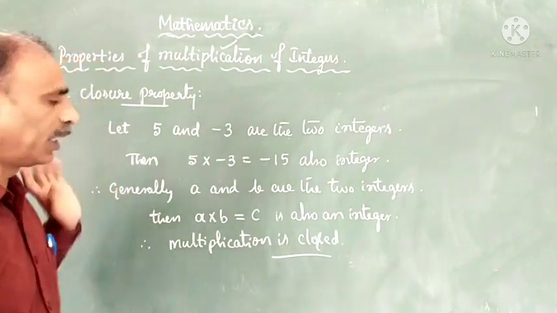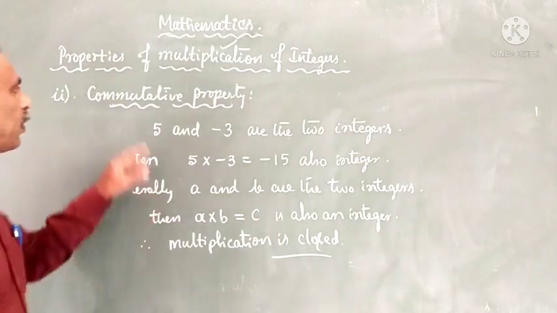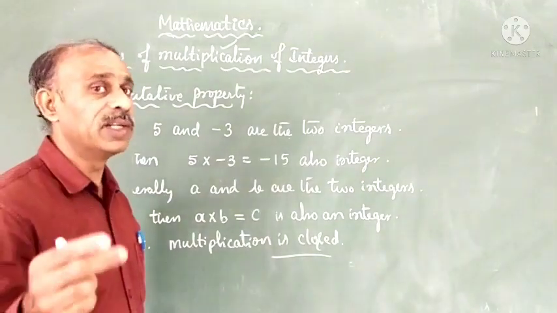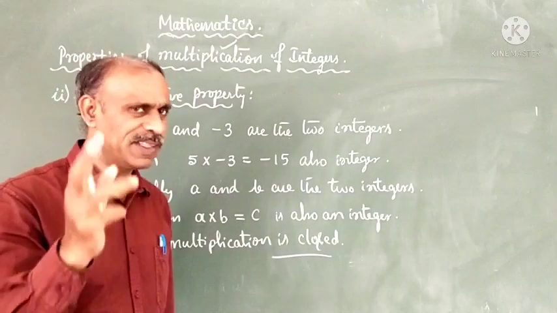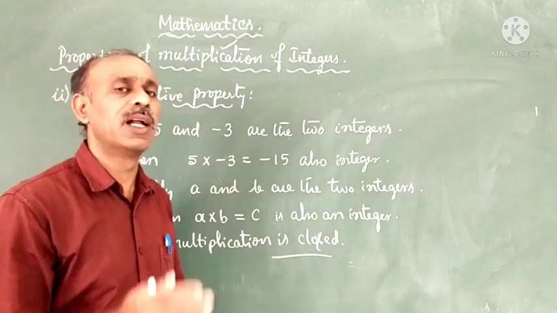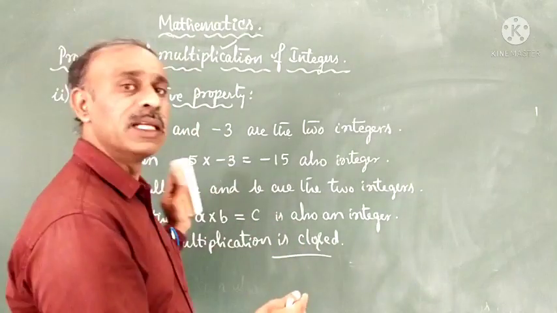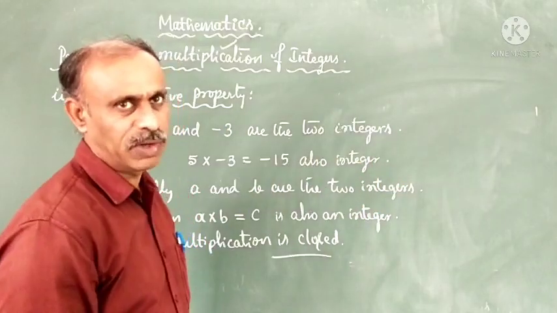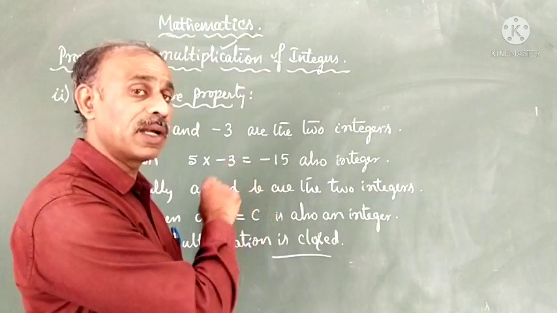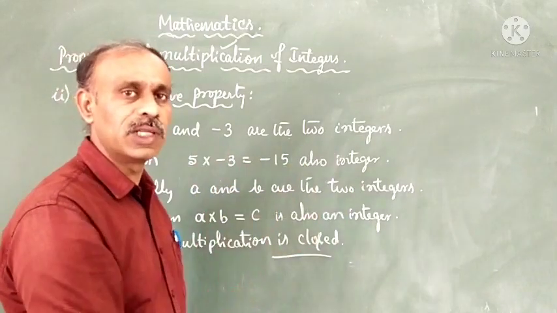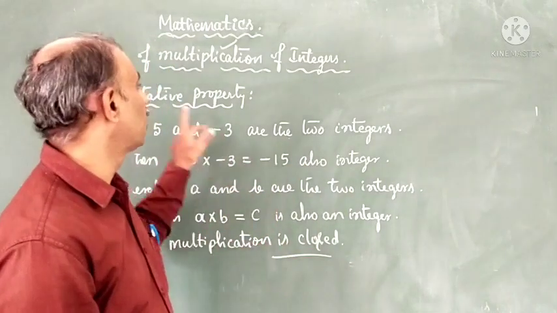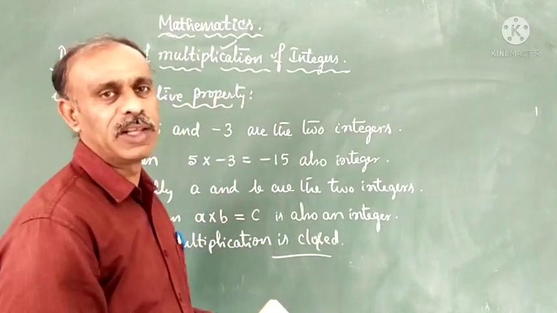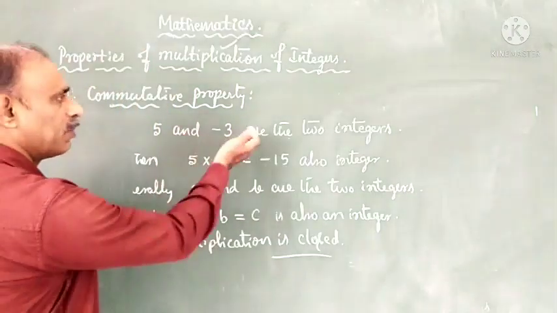Right? Fine. Students, next we pass on to commutative property. Commutative property, you know that two numbers, that is two integers, we have to take, and we have to find the product in the LHS. Then in the RHS we have to interchange the position and take the product. If we get the same product in the LHS and also in the RHS, then we can say that the commutative property holds good, or multiplication is commutative. The same numbers I can use.